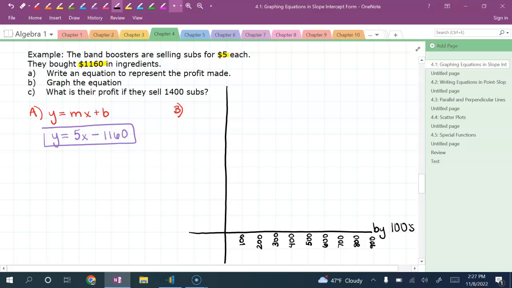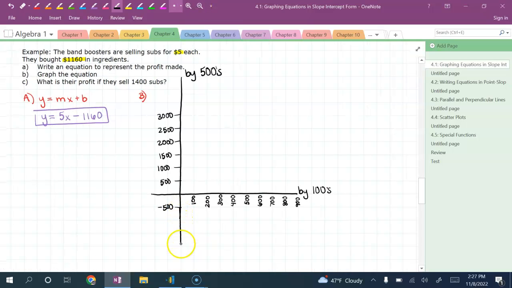Now my y-axis, I'm going to have go by 500s. I'm also going to include some negatives because my b is a negative number for this problem. Okay, so to graph this, we can start with that b, which is negative 1,160.